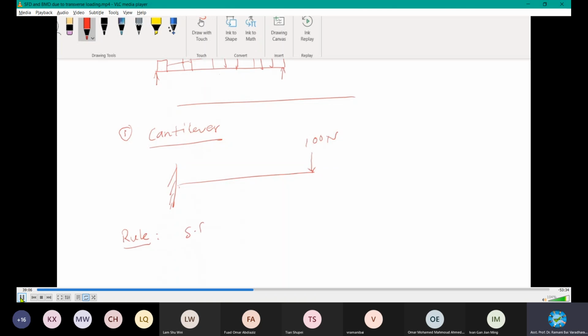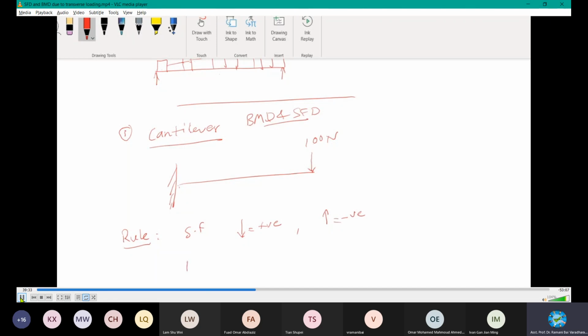Rule for shear force: in this case we are going to draw a bending moment diagram and shear force diagram. In doing shear force, the rules followed are that downward force we take as positive, and upward force we take as negative. Okay? Upward force is negative.